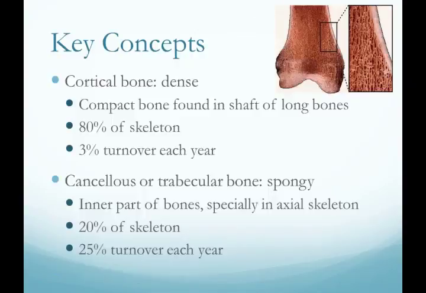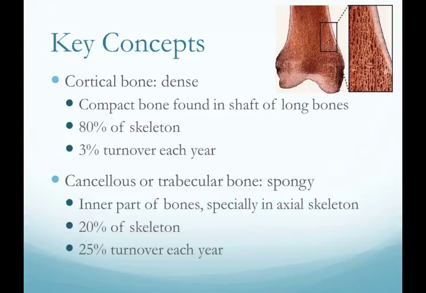Another key concept about bone is the different kinds of bone. What kinds of bone do we have? We have two main kinds of bone. One of them is the cortical bone, which is the dense bone at the surface of the shaft of long bones. Most of our skeleton is composed of cortical bone. It's about 80% of our skeleton, but only 3% turnover every year. So it's not a very active bone. It's kind of like a quiet bone, relatively.